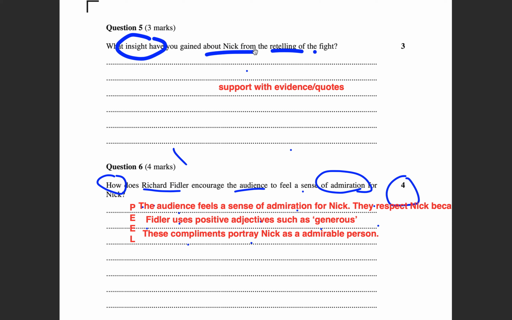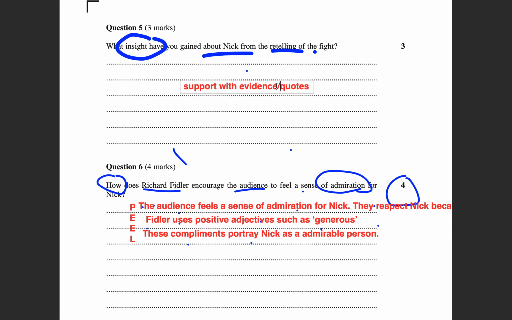And about Nick means his personality or his behavior or his attitude or his character. What did you learn about him as a person? So this is something like, what is your impression of Nick? Or even what is your opinion about Nick? When you have a question like that, what insight have you gained? You need to support with evidence, which means quotes.